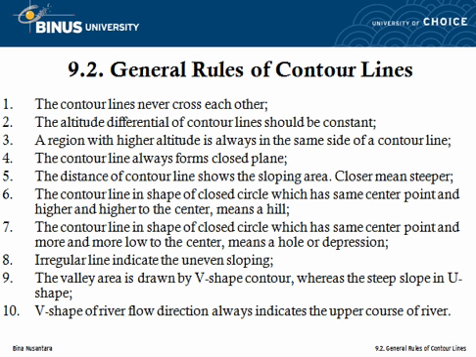Closer means steeper. 6. The contour line in the shape of a closed circle, which has the same center point and gets higher toward the center, means a hill. 7. The contour line in the shape of a closed circle, which has the same center point and gets lower toward the center, means a hole or depression. 8. Irregular lines indicate uneven sloping. 9. The valley area is drawn by V-shaped contours, whereas the steep slope is drawn in U-shape. 10. V-shape of river flow direction indicates the upper course of the river.